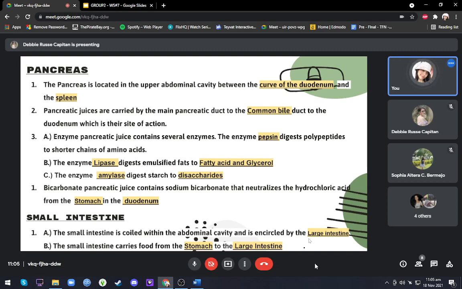The small intestine. Number 1A, the small intestine is coiled within the abdominal cavity and is encircled by the large intestine. B, the small intestine carries food from the stomach to the large intestine. Next slide, please.